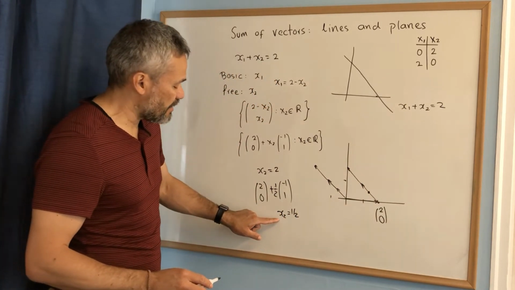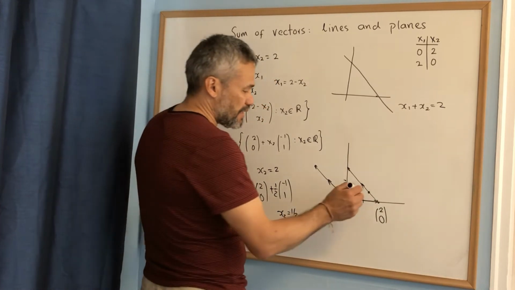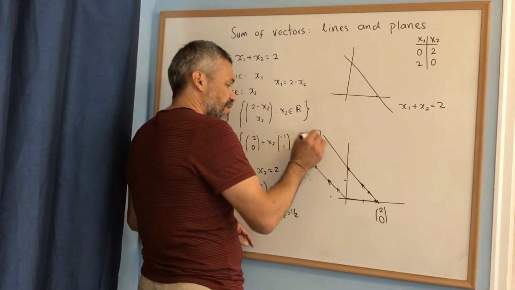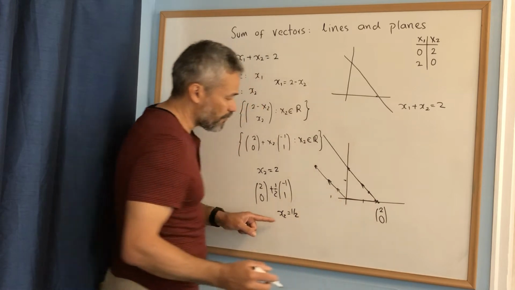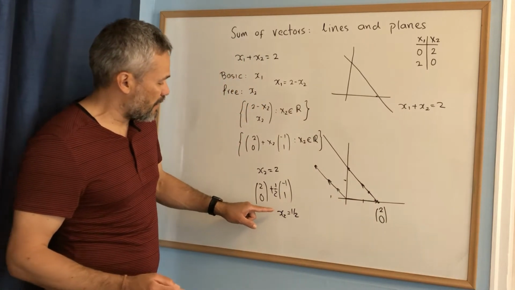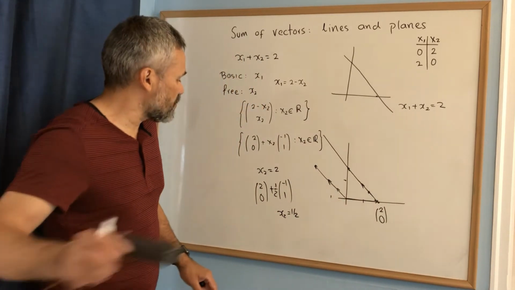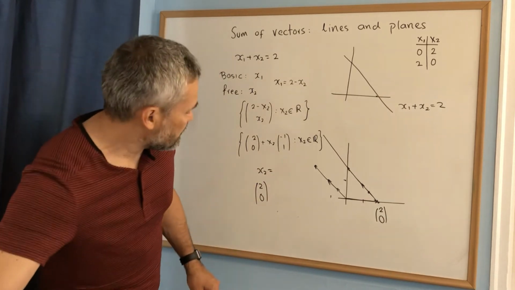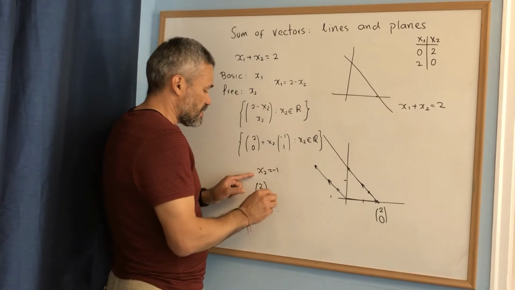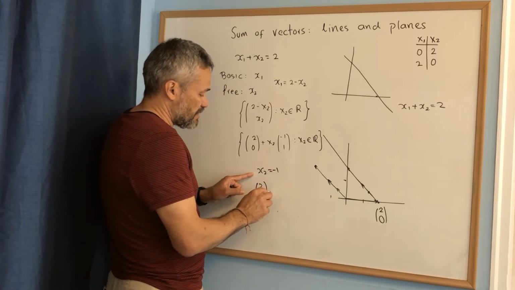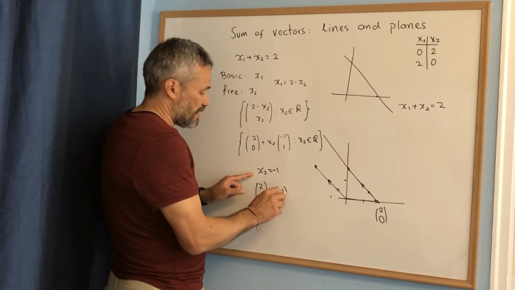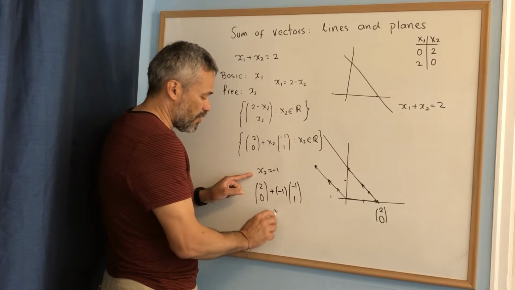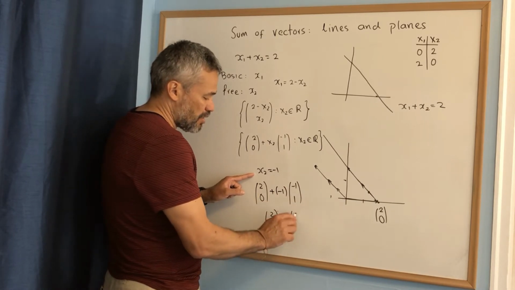Then in general, if x2 is bigger than 0, you will be getting all the points in this semiline. And a similar argument holds when x2 is negative. Let's see what happens if x2 is negative 1. When x2 is negative 1, this means (2, 0) plus negative 1 times (negative 1, 1).